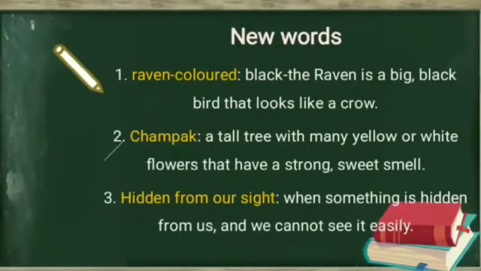Now let us learn the meaning of new words. First one, raven colored. What is the meaning of raven colored? Black. The raven is a big black bird that looks like a crow. Once again, raven colored. Black. The raven is a big black bird that looks like a crow.